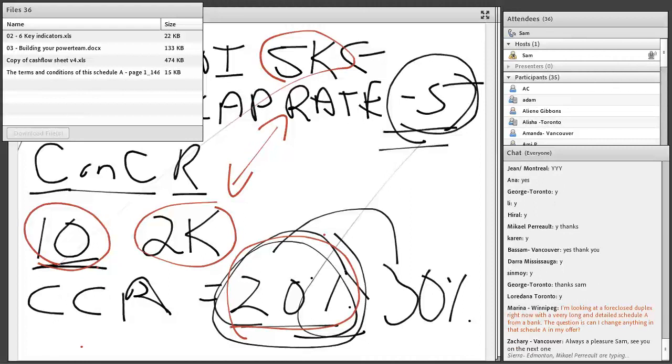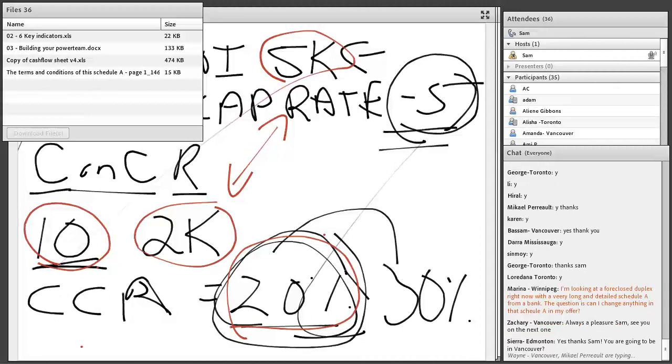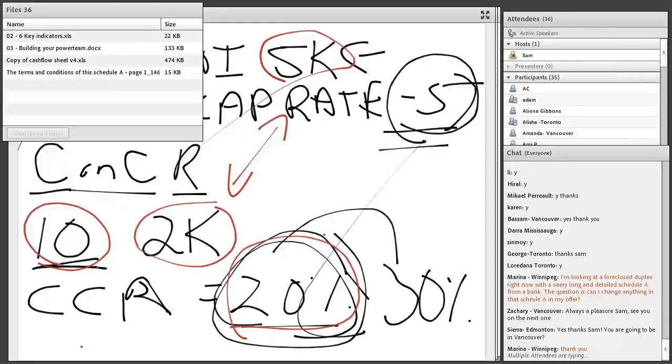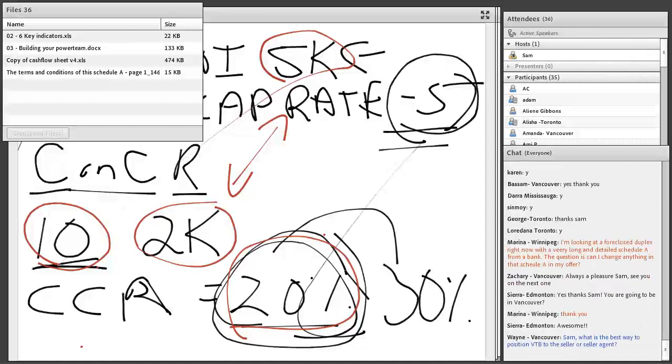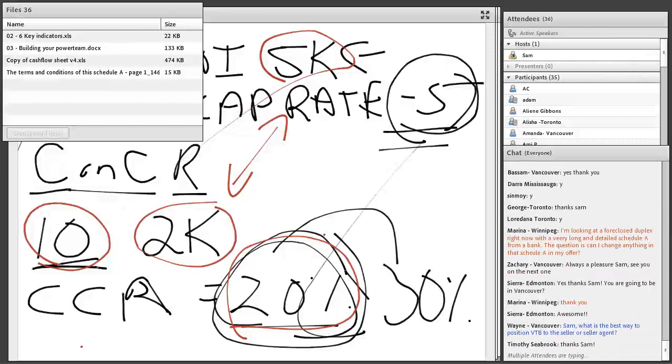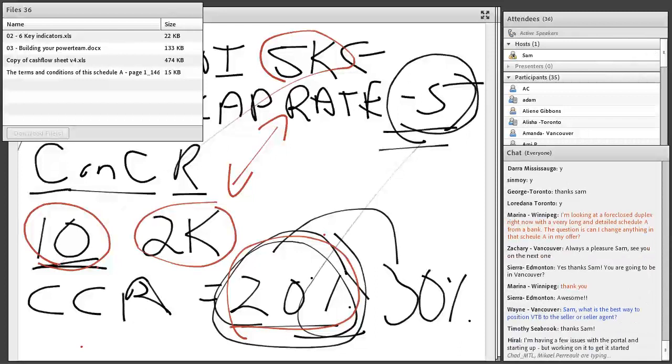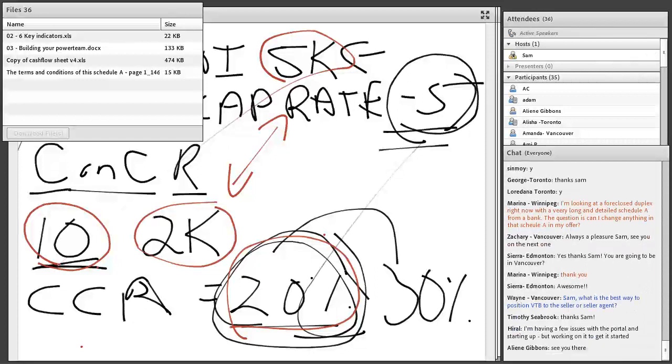I'm looking for a duplex right now with the very long detailed Schedule A from the bank. The question is, can I change anything? Yeah, of course you can, Marina. You can always change it. Ask or request a change. There's no problem with you changing clauses or adding clauses. In contracts, really, it's up to us to do what we want to do. We've got to make sure that we're safe and we're protecting ourselves, because I'll tell you, the bank is definitely going to protect themselves.